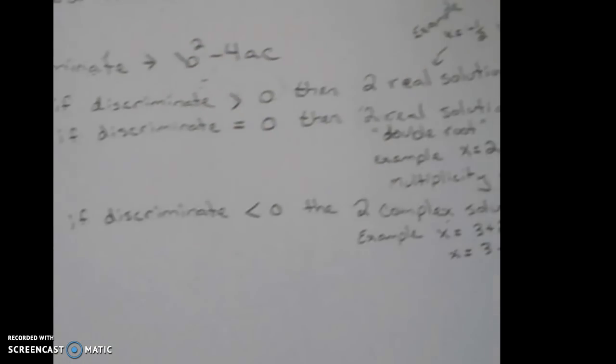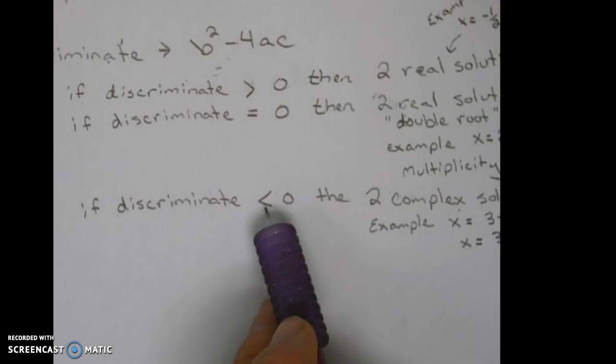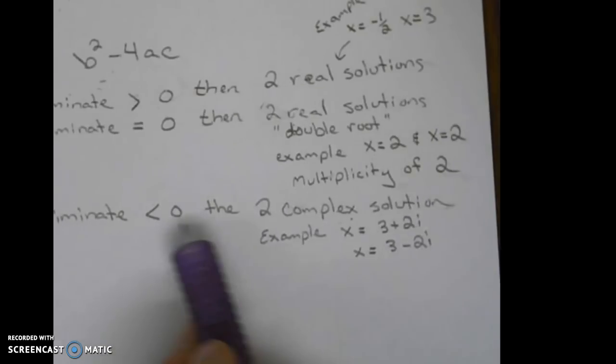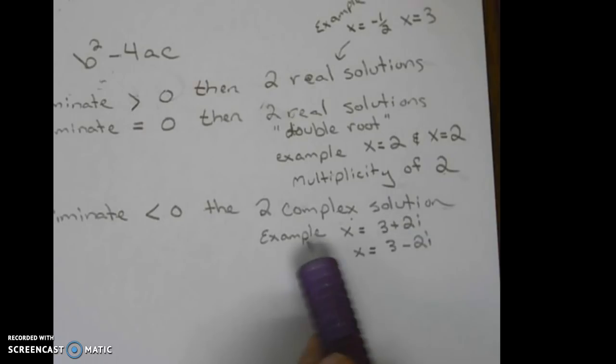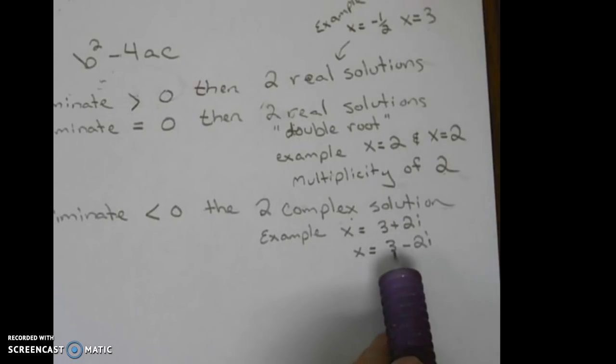Okay, and then finally, if the discriminant, the number underneath the radical, turns out to be a number less than 0, then we have two complex solutions. So for example, x equals 3 plus 2i and x equals 3 minus 2i.